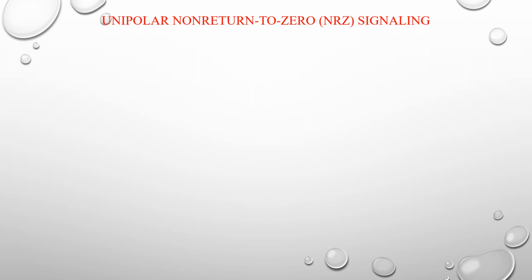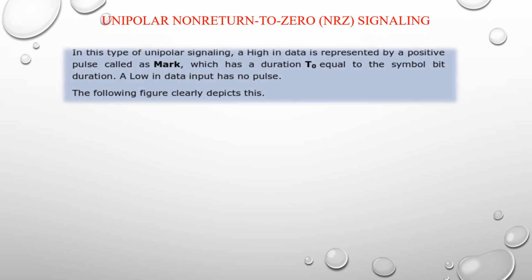So let's consider unipolar non-return to zero signaling. In this type of unipolar signaling, a high data bit is represented by a positive pulse called a mark, which has a duration T0 equal to the symbol bit duration. A low data input has no pulse. The following figure clearly depicts this.